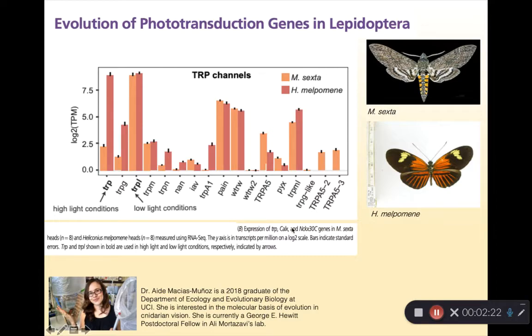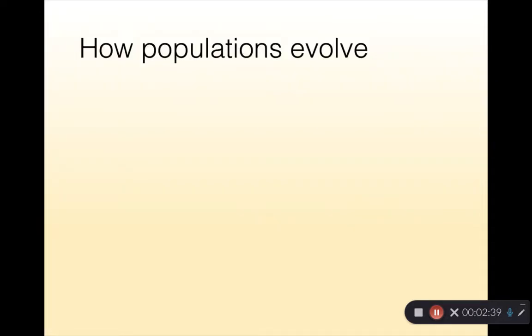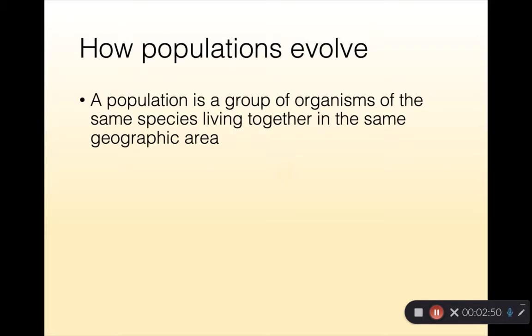So these are the type of questions that evolutionary biologists like to think of: what genes evolve in which populations and why? And so that's what we're going to be discussing today in our lecture. In order to understand natural selection, we have to understand how populations evolve and what conditions are necessary for populations to evolve. Just a reminder, thinking back to our ecology, a population is a group of organisms of the same species that live together in the same geographic area.